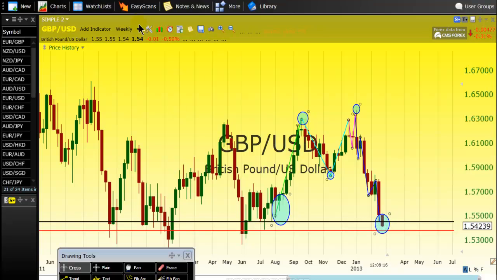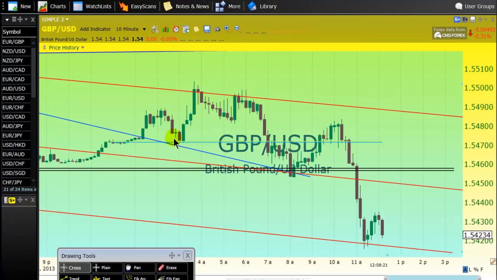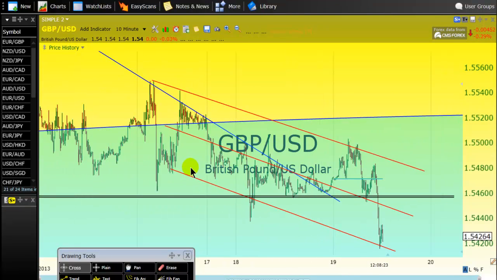The most important thing is to remain very calm and very, very disciplined, and focus on the price itself, the number one indicator, drawing channels and paying attention to the price itself, the number one indicator.